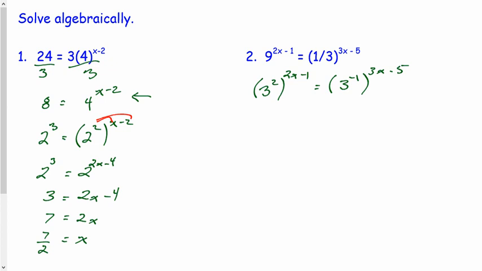Well, I hope your next step was to distribute. So I have 3 to the 4x minus 2. Same thing on the other side. I want to distribute that negative 1. So we'll have 3 to the negative 3x plus 5. Power equals power, base equals base. So the exponent is equal to the exponent.